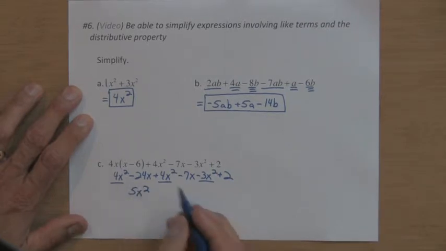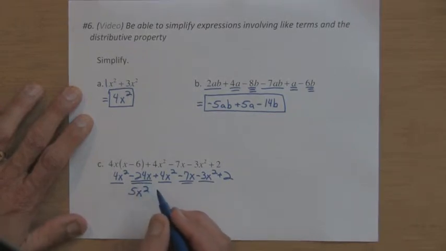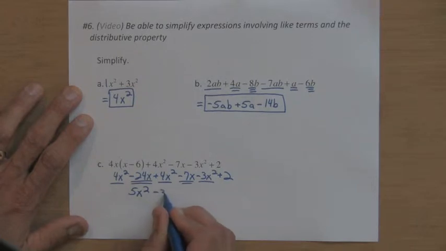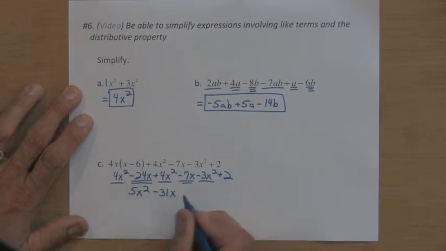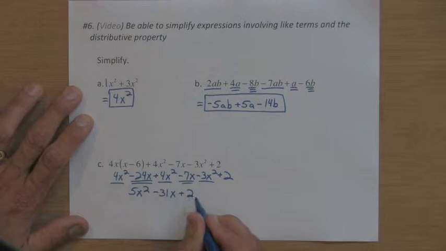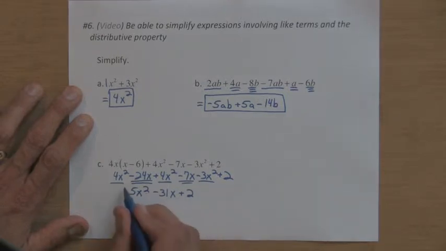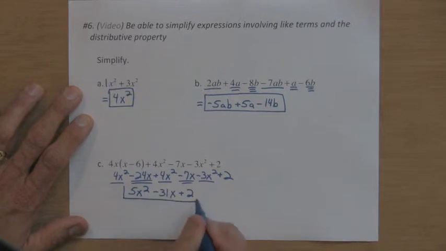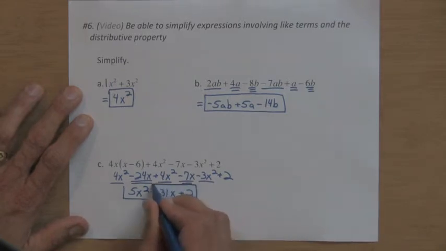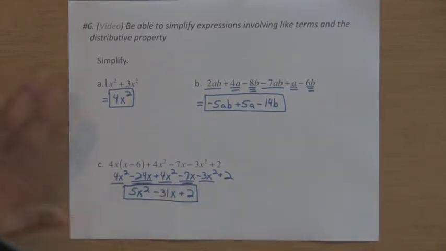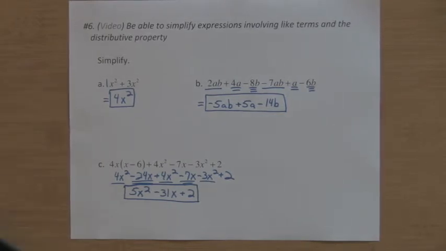And then we have x terms. This is a minus 24 and minus 7. They're both negatives or minuses, so that's going to be minus 31x. And then lastly, we have plus 2, and that's the only lone number with no variable. It's a constant, so they are not like terms. Those 3 terms don't combine any further. That's the simplest form of the original problem. 5x squared minus 31x plus 2.